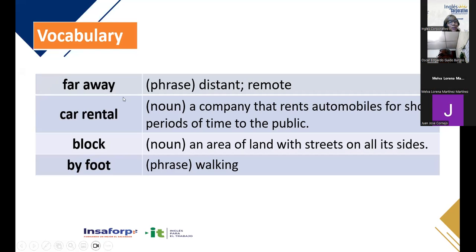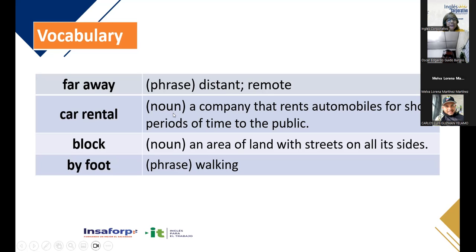Okay, look at the vocabulary. What is far away? It's a phrase, it's distant, remote. It's not near, it's far, okay, far away. I don't know if you remember the movie, the Trek. It was far away. Yeah, it was this far away. Car rental.